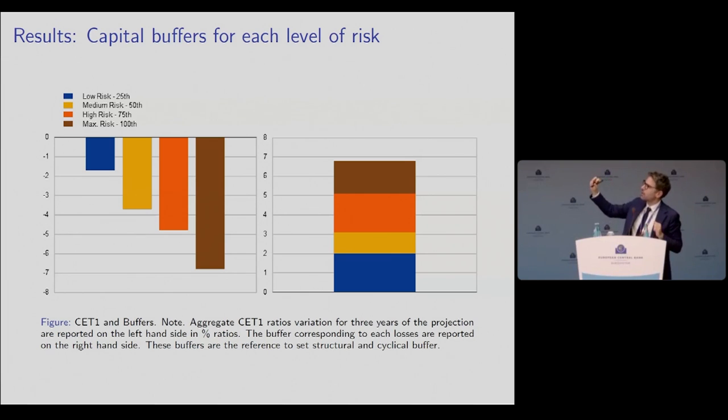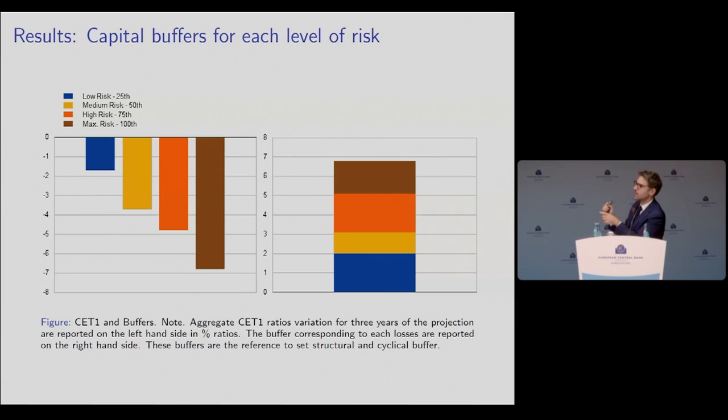That means that we're going to take the losses under the fiftieth percentile, so the yellow losses, to calibrate the structural component of the buffer. This is the buffer that is going to remain constant across the financial cycle. And let us consider that the risk is at the highest level, the max risk. Then the additional losses are going to be used to calibrate the cyclical component of the buffer. So if, for example, the risk level decreases from 100 to 75, we are also going to decrease the cyclical component of the buffer, which is going to be just equal to the light red brick, without the dark red brick.